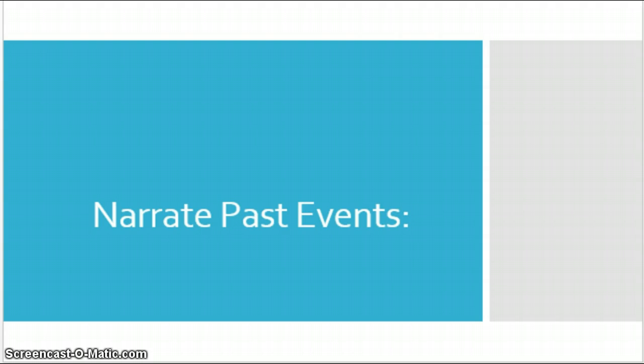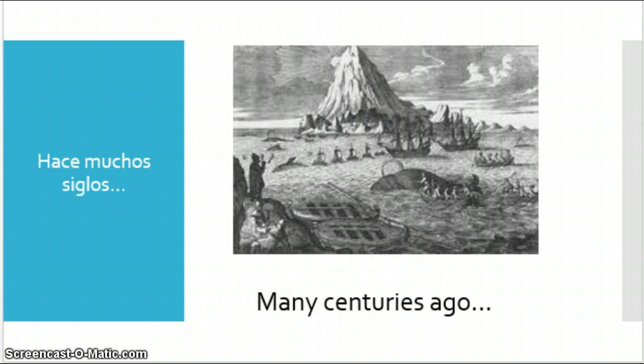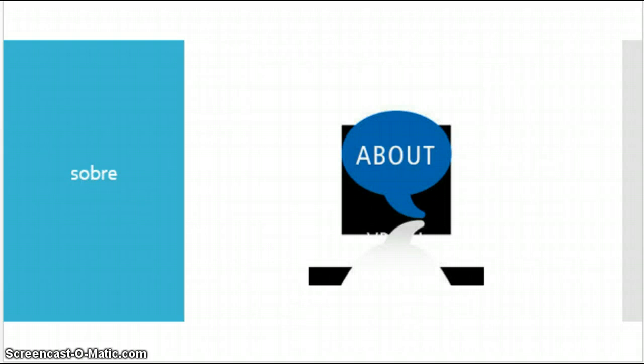Y finalmente, we have some key phrases to help us narrate events in the past. Había una vez, this is the one we're probably most familiar with. This is once upon a time, or once upon a time there was, or there were, such and such. Hace muchos siglos, I might say many centuries ago, at the beginning of my story. Y finalmente, last but not least, I have sobre. Sobre is the word for about. So what is your leyenda about? What is the main idea? What is the story about?